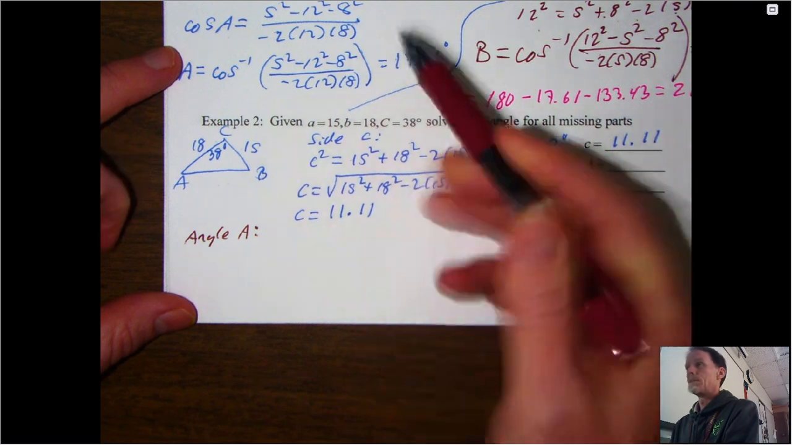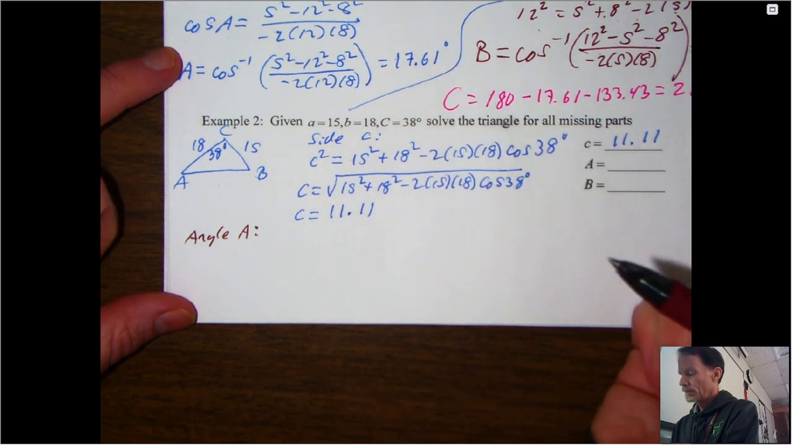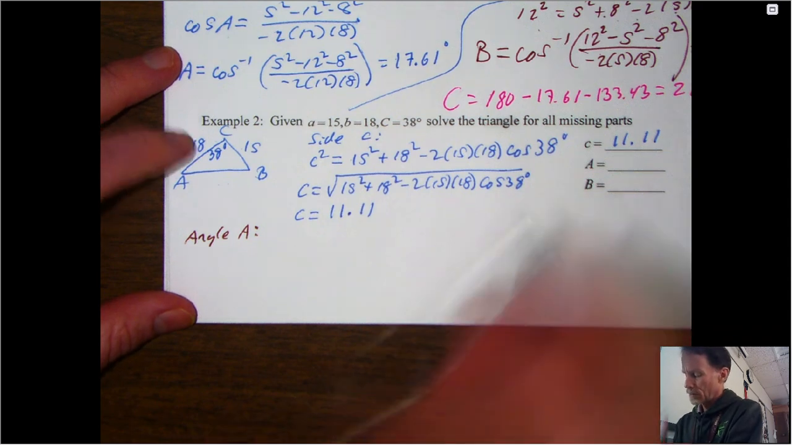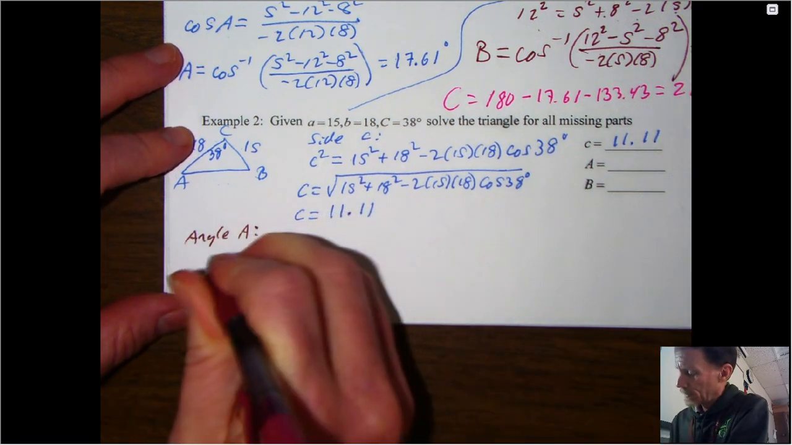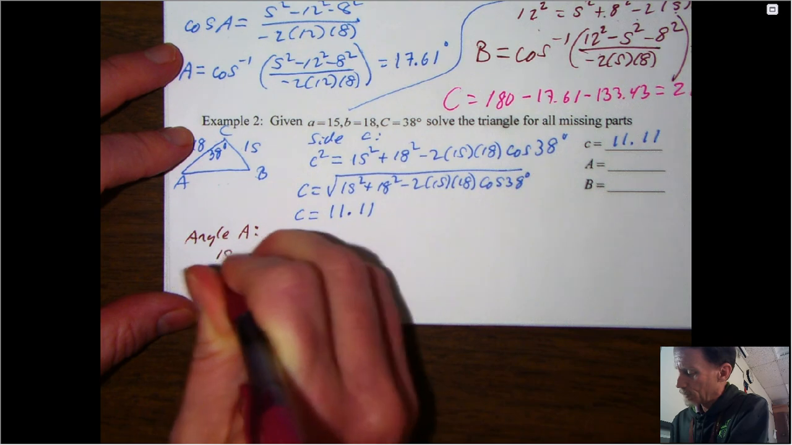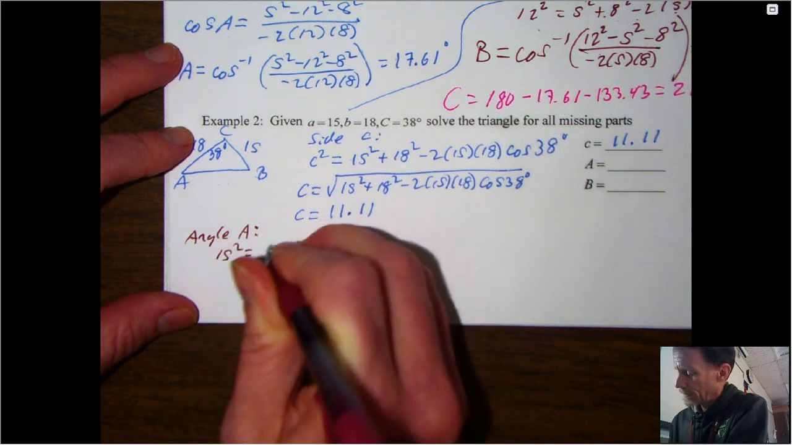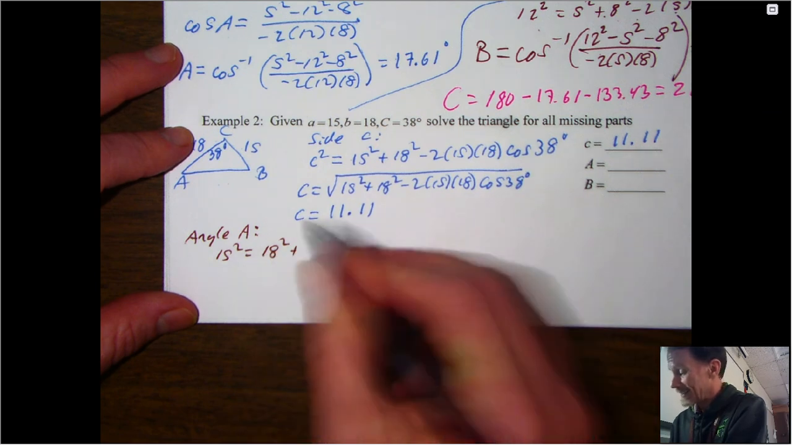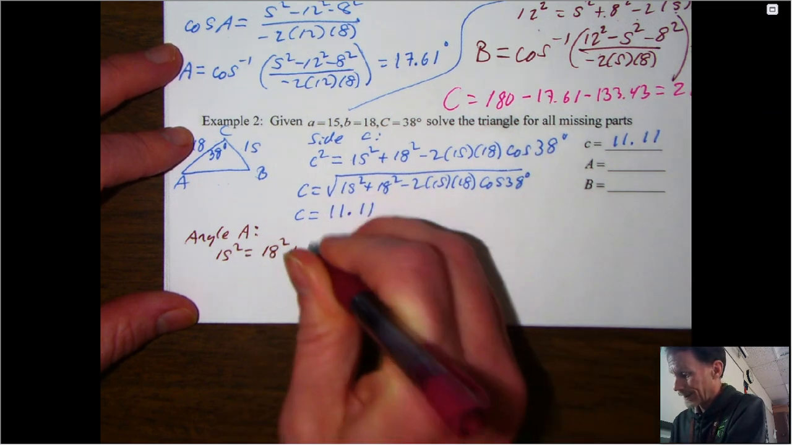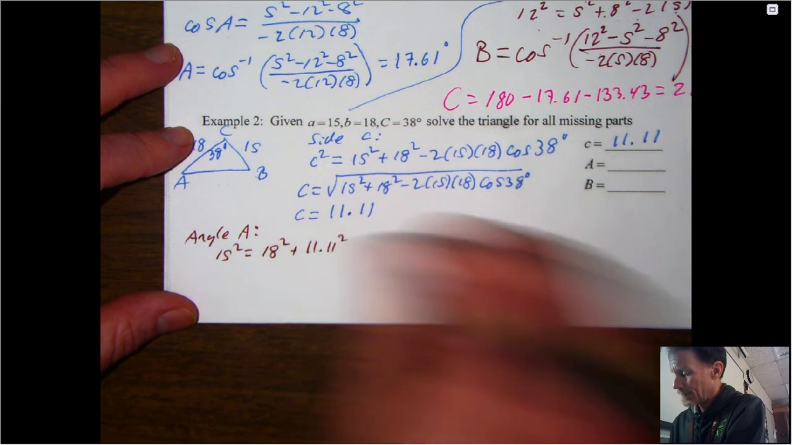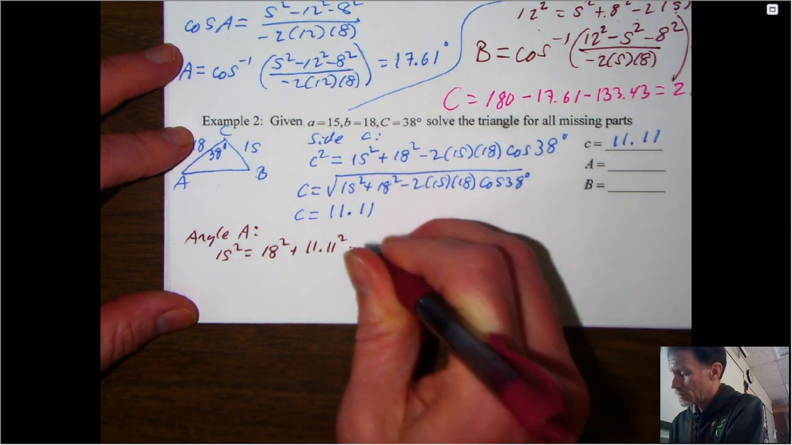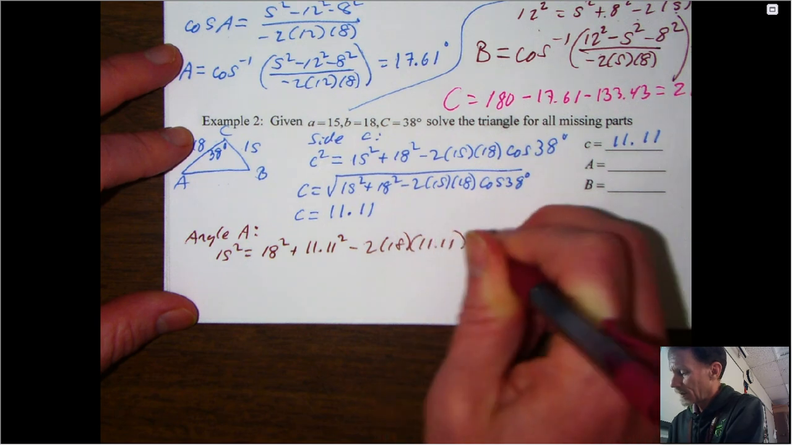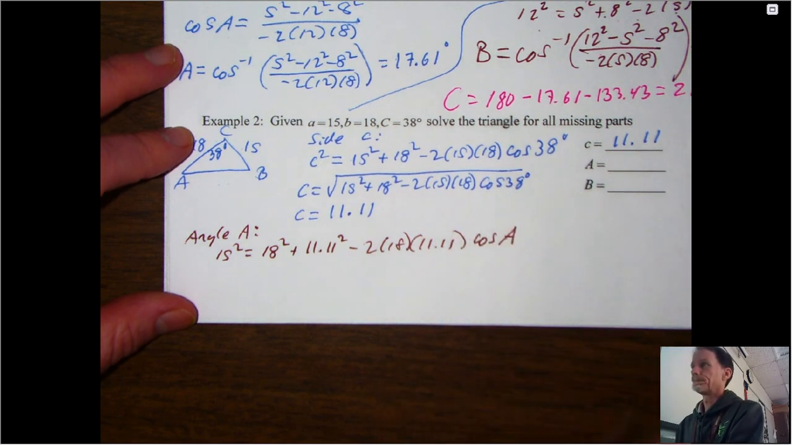And again, this is just like we did on example 1. If I'm finding angle A, I use that first law of cosines equation. So start with A squared. The equation will set up like 15 squared, and then 18 squared, and C squared. And again, C is a decimal. Who cares? Because the calculator is going to do the work. So 11.11 squared minus 2 times 18 times 11.11 cosine of A.